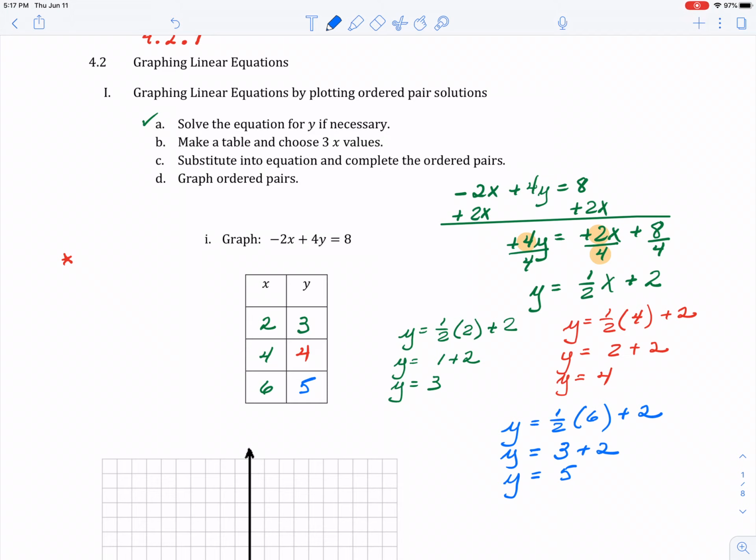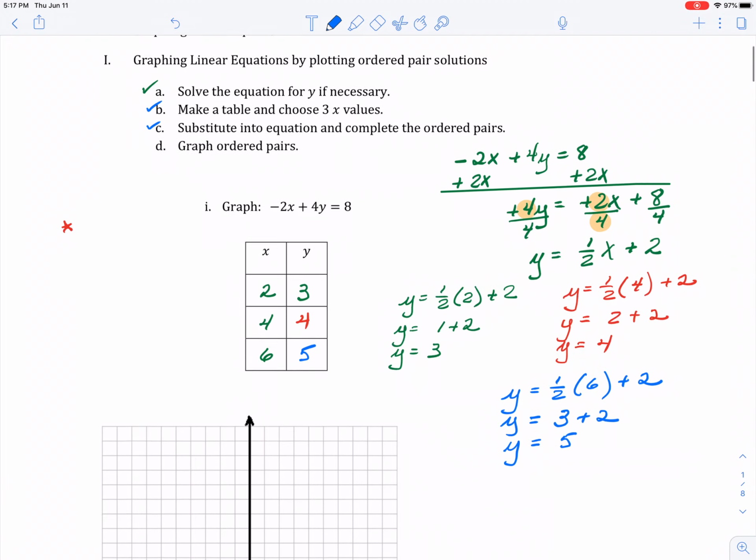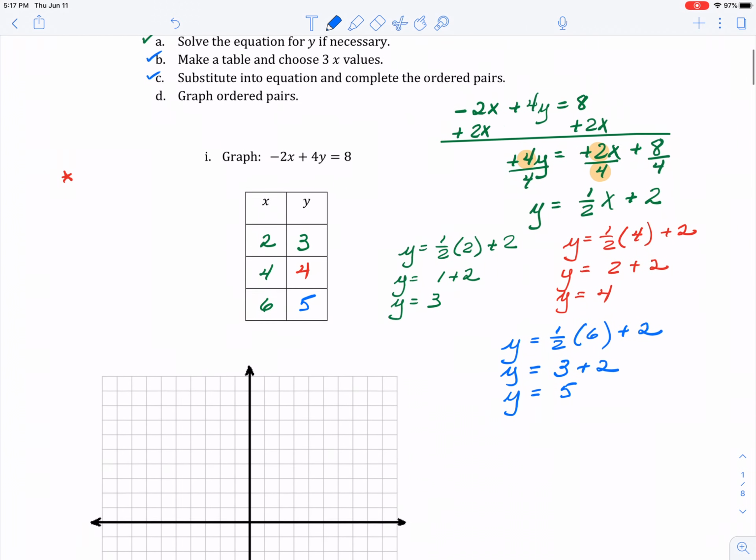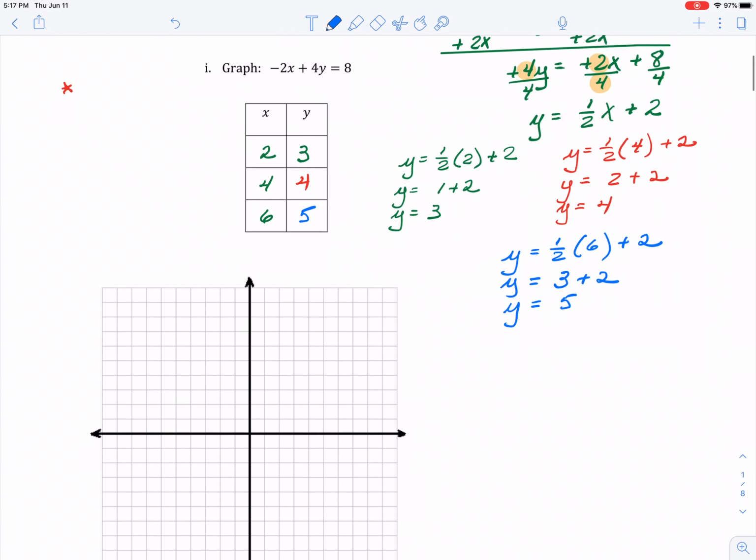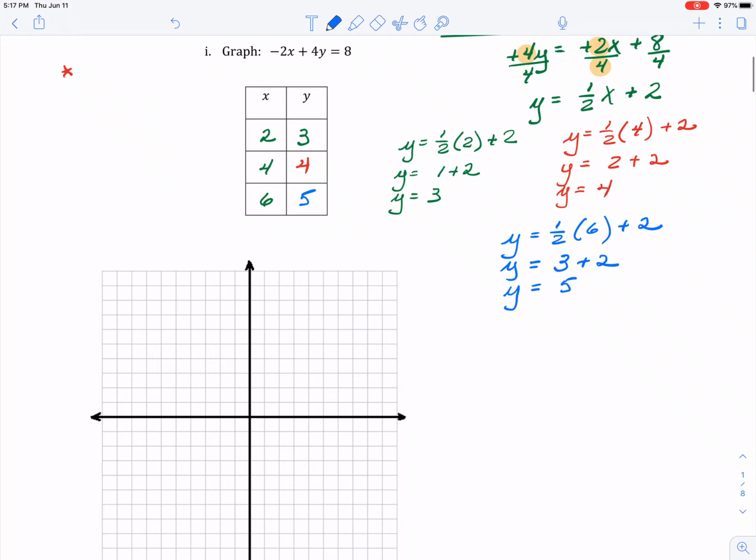We did the making the table, and we did the substituting and completing the ordered pairs. Now I'm ready for the last step, which is to graph. So I'm going to scroll down just a little bit here. The first point, I'm going to go ahead and write it as an ordered pair, has an x coordinate of 2 and a y coordinate of 3.